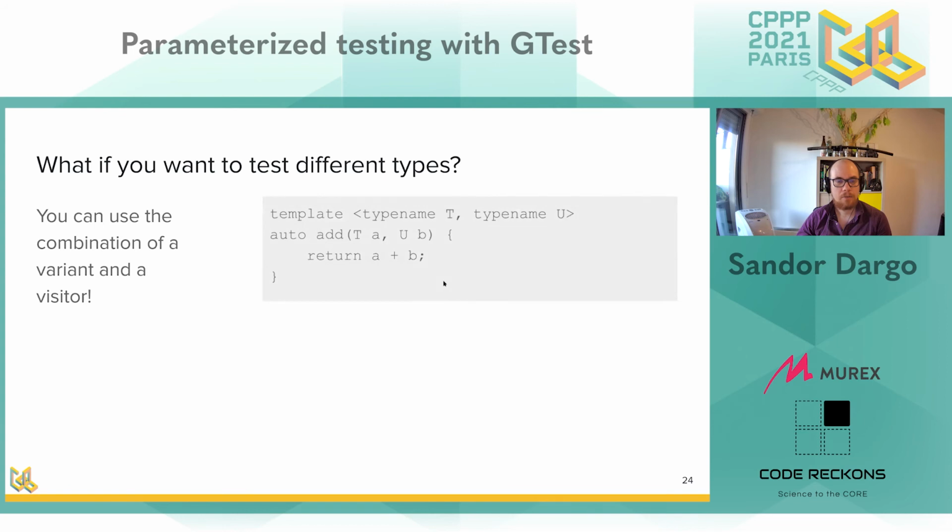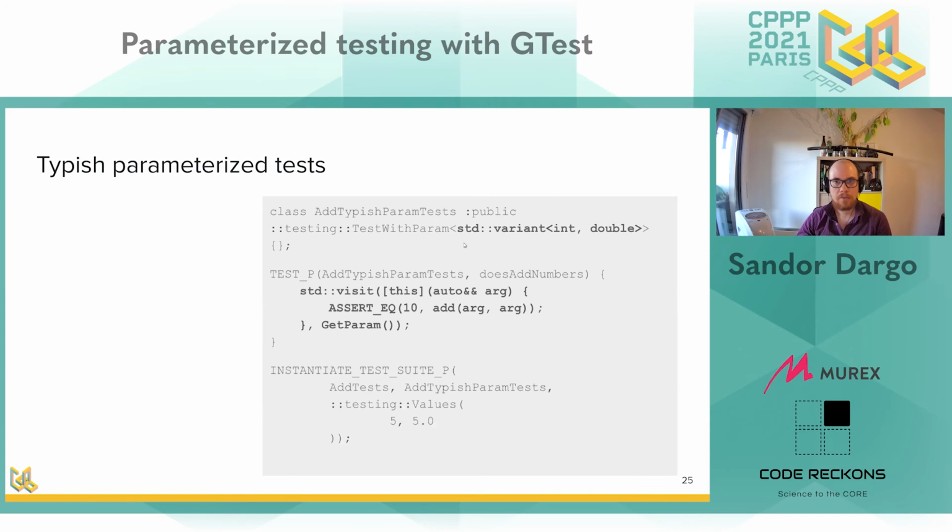So let's say now we leave behind our leap year kata, and we just have a template function for adding up two numbers. And we want to test it. We want to test that it works with different numeric types. So what we can do here is that as a parameter, we pass in a variant, let's say of an int and a double. And in our test case, we use a visitor.